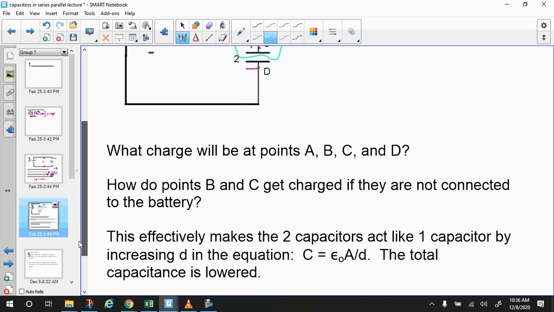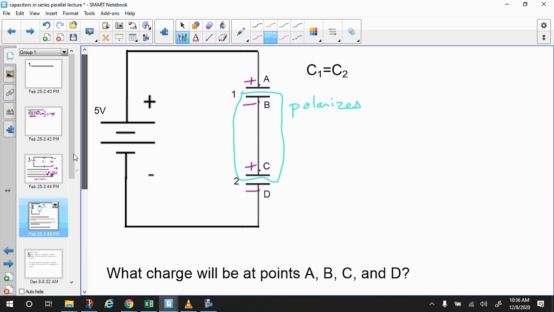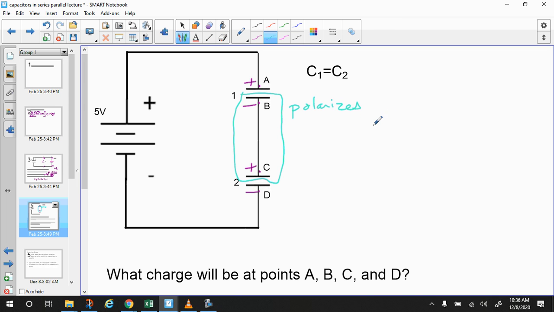So what happens is this effectively makes our two capacitors act like one capacitor, but we're increasing the D in our equation. I'm going to come up here and write that. So we know capacitance is equal to kappa times epsilon naught times area over D. And D increases.